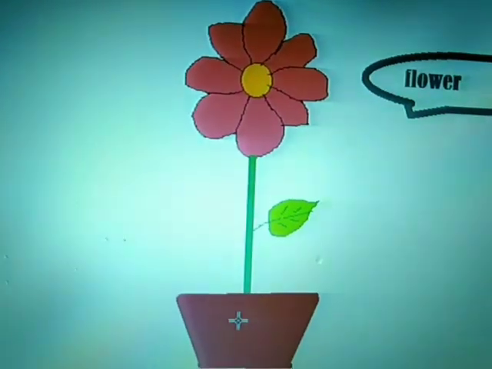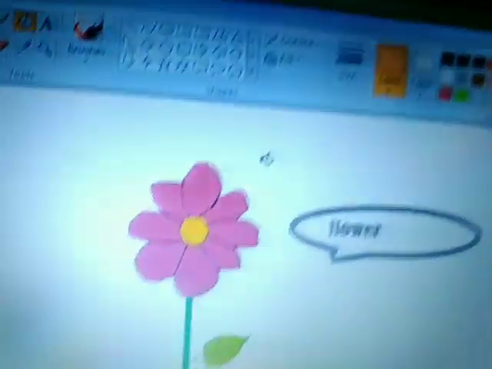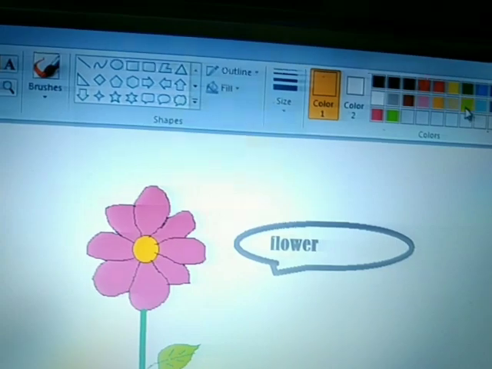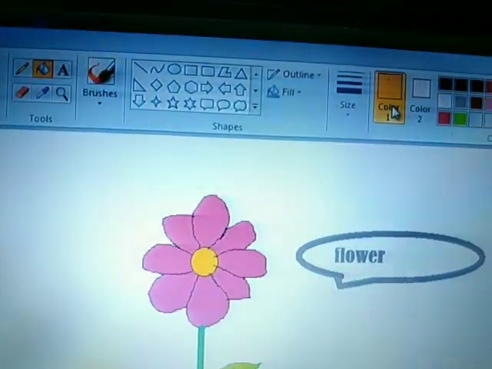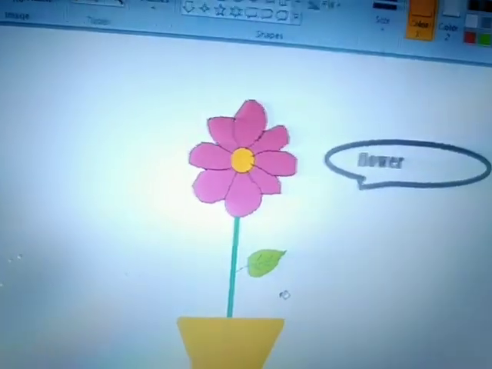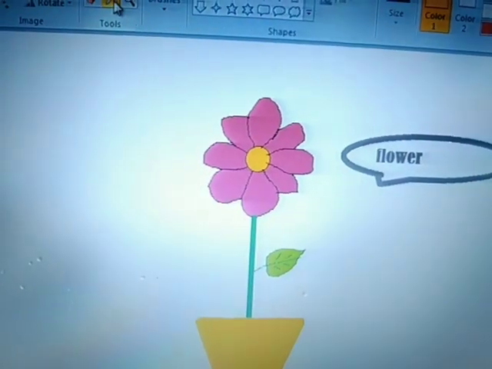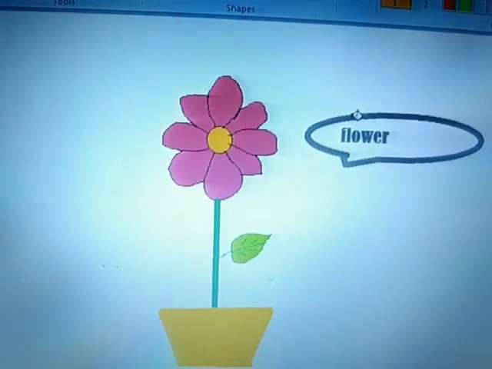Now when I will take my fill with color tool, I need not go and change it over here or anywhere from here. I need not change the color. I have already selected the color here. So in color 1, that color got changed. And now when I will click here, it will get changed to yellow. So from any part of the drawing, if you want to change the color, you can do it that way instead of manually going, because this is a short drawing, so it is very easy to do it.